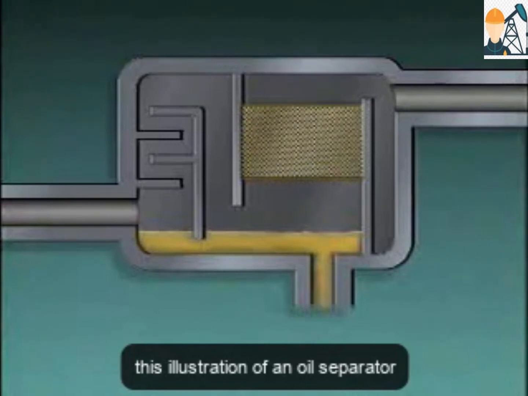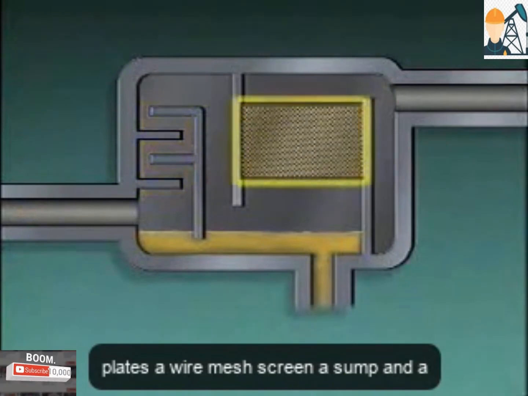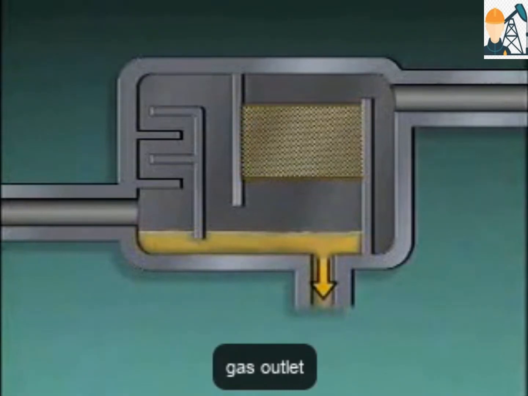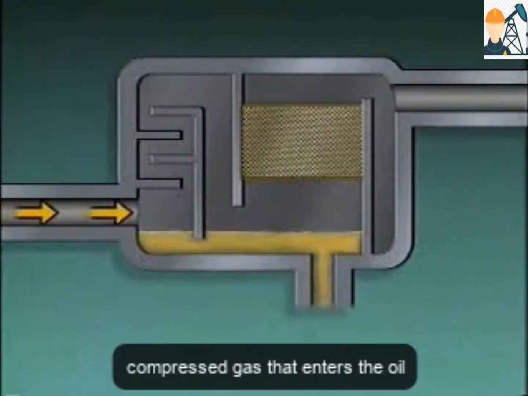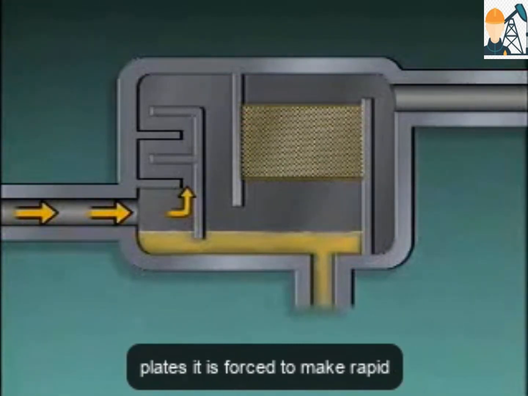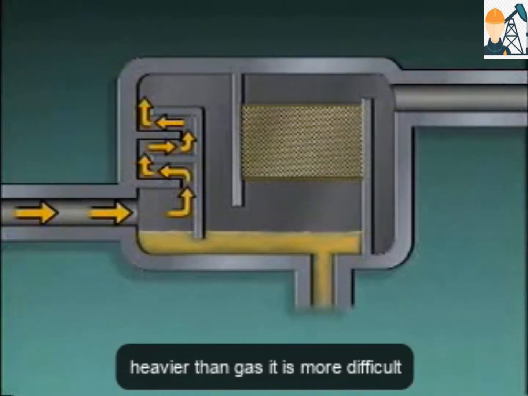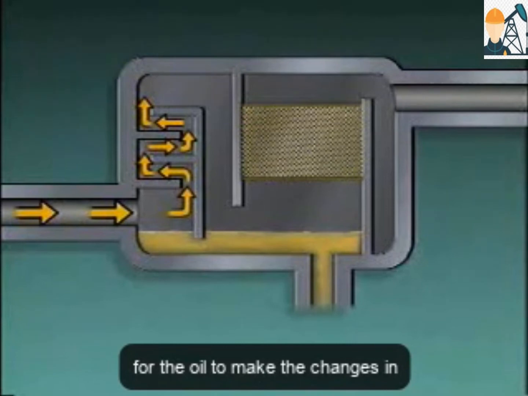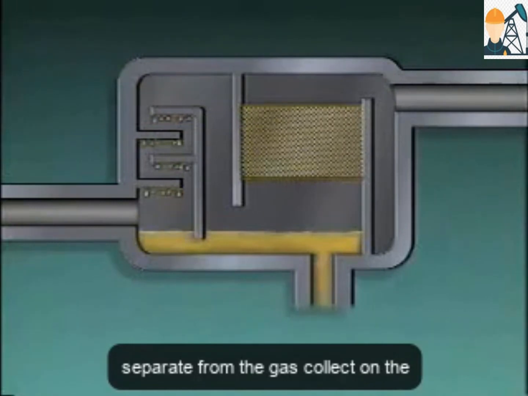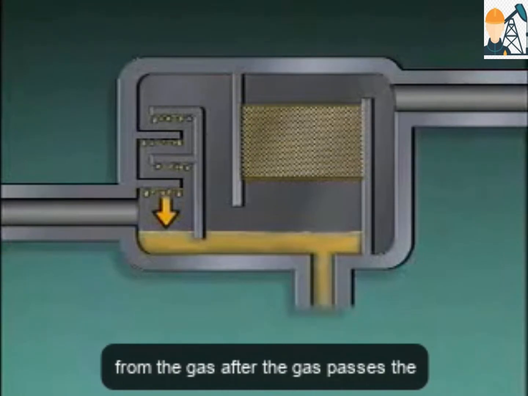This illustration of an oil separator includes an inlet, a series of baffle plates, a wire mesh screen, a sump, and a gas outlet. Compressed gas that enters the oil separator passes around the baffle plates. As the gas travels around the plates, it is forced to make rapid changes in direction. Because oil is heavier than gas, it is more difficult for the oil to make the changes in direction. As a result, the oil droplets separate from the gas, collect on the baffles, and then drip down into the sump. In this way, most of the oil is removed from the gas.